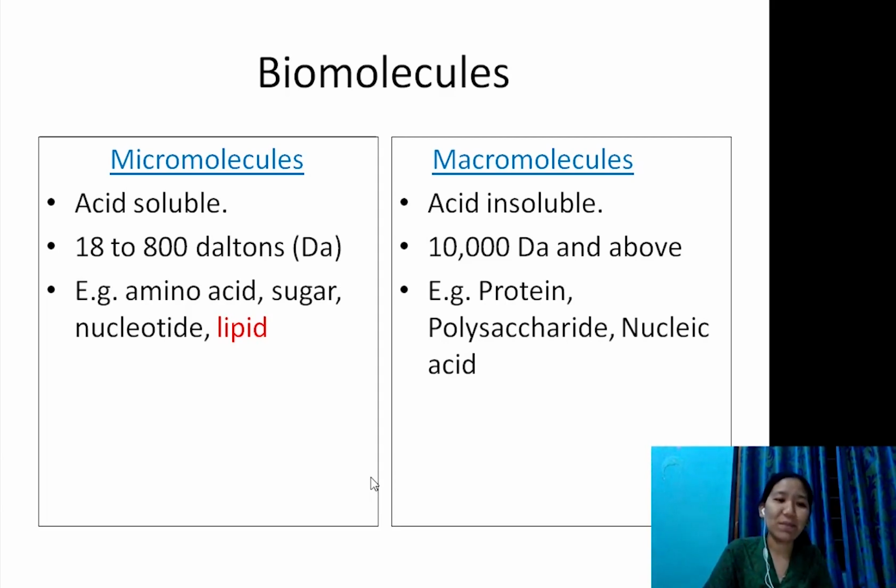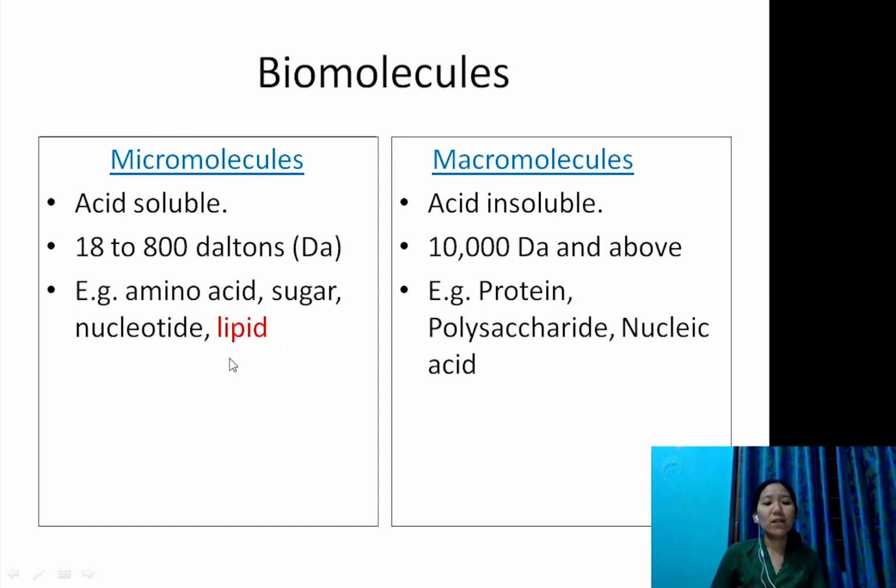So let us look at some examples. The examples under micromolecules are amino acids, sugars, nucleotides, and lipids. In macromolecules, we have three important components: proteins, polysaccharides, and nucleic acids, that is, DNA and RNA. Now, if you look at the slide, you can see that the lipid is shown in red color. So it has some exception. Here we said macromolecules are acid insoluble and micromolecules are acid soluble, but lipid is an exception.